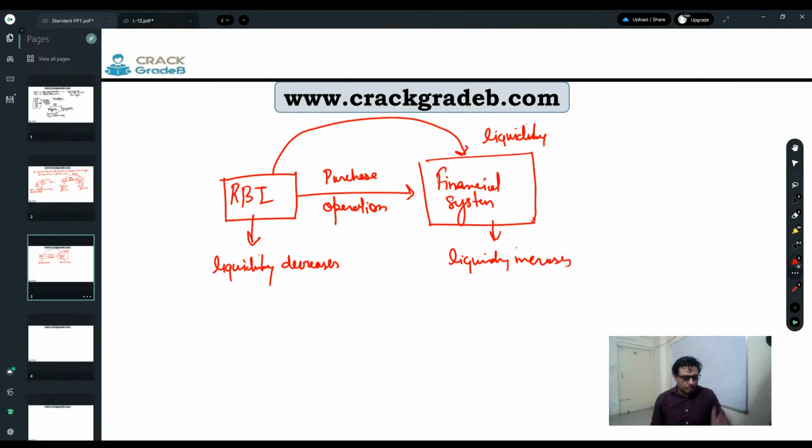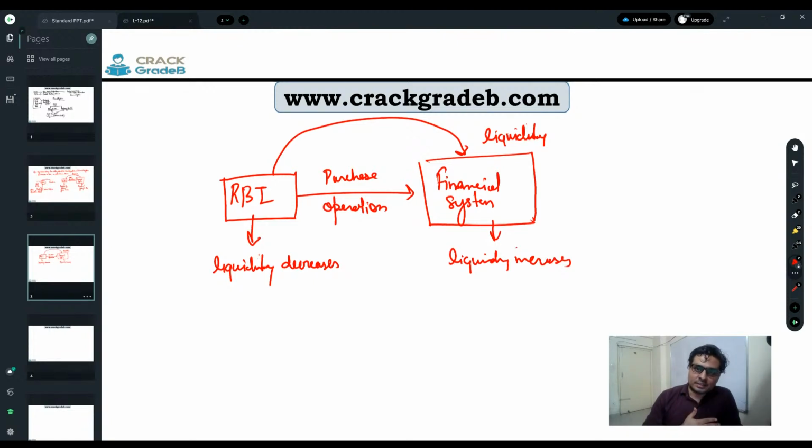But many times students, especially under the stress of the exam, get confused: selling operation, purchasing operation. If you are getting confused, the simplest way to understand this is what I explained in the last class with the example of double dip recession and helicopter money. It's simple. If I purchase something, my money will go to the seller. So the seller's liquidity will increase, and my liquidity will decrease.